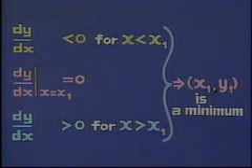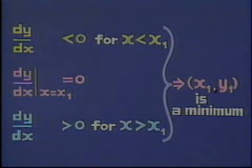The three conditions dy by dx less than 0 for x less than x1, dy by dx at x equal to x1 is equal to 0, and dy by dx greater than 0 for x greater than x1 imply that x1 y1 is a minimum. Now these conditions mean that the sign of dy by dx changes from negative to positive while passing through the minimum. Or we could also say that dy by dx increases while passing through the minimum.